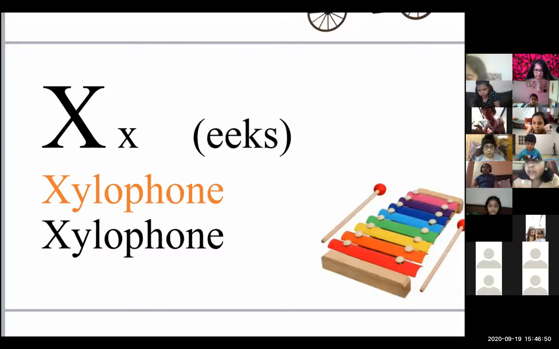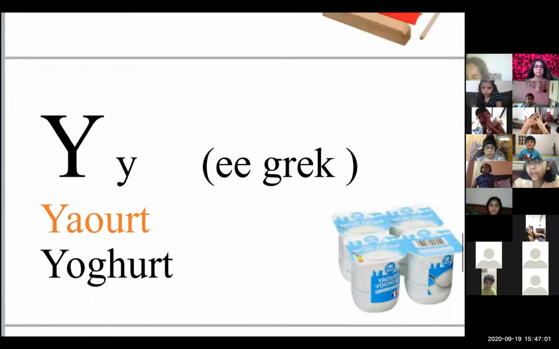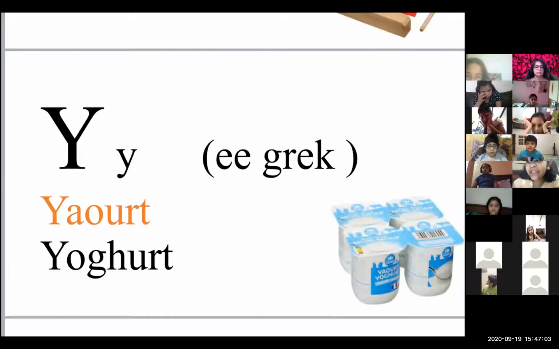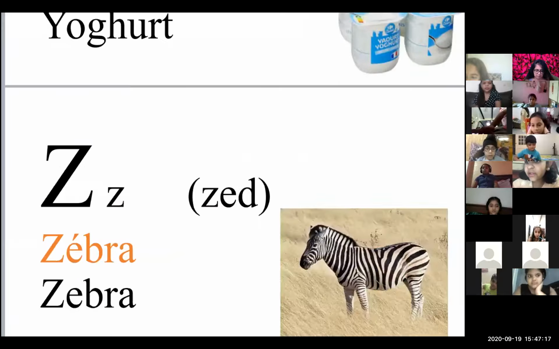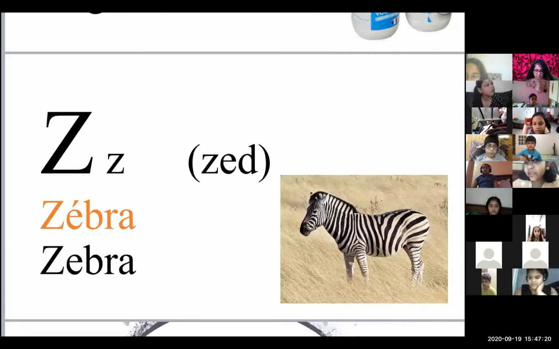Okay, very nice. From X, it is xylophone. Y. In French, we say Y. From Y, it is yaourt. Yaourt means yogurt. Very nice. In French, we say Z. The same way as in English. Zèbre means zebra.